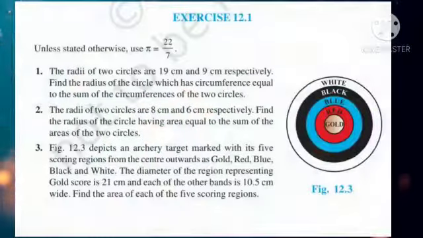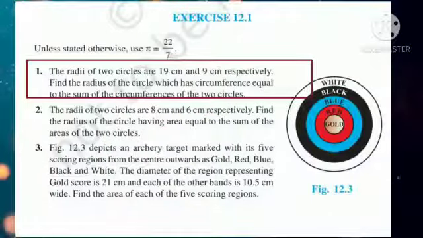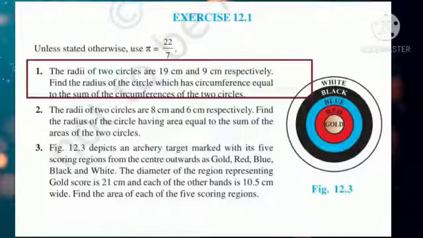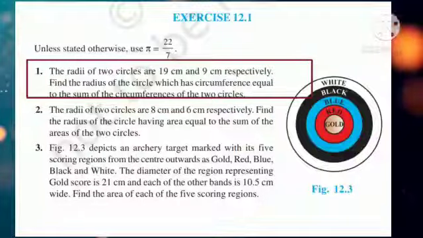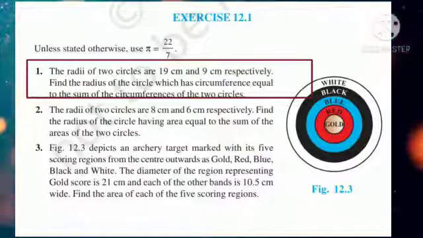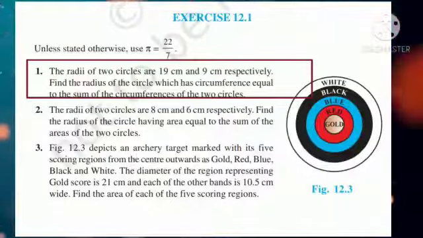The first question of the exercise. The radii of two circles are 19 cm and 9 cm respectively. Find the radius of the circle which has circumference equal to the sum of the circumferences of the two circles. So dear students, let us try to solve.